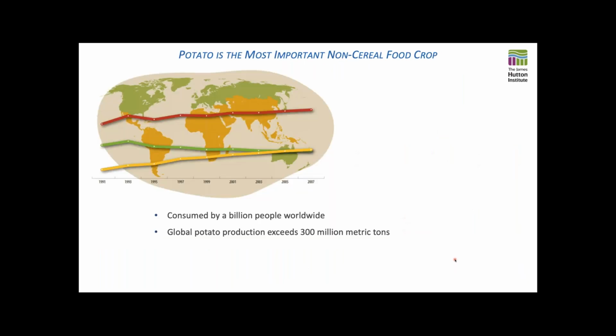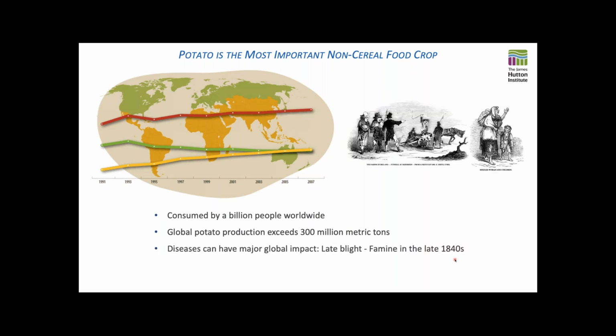Now, to set the scene, potato is the most important non-cereal food crop. It's the third most important crop in the world. More than 1 billion people consume potato, and annually we produce over 300 million metric tons of potato.